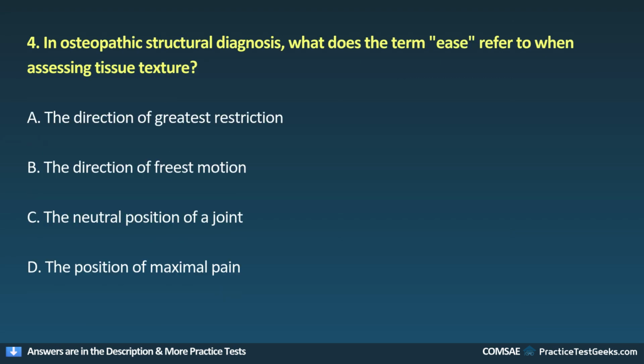4. In osteopathic structural diagnosis, what does the term ease refer to when assessing tissue texture? A. The direction of greatest restriction. B. The direction of freest motion. C. The neutral position of a joint. D. The position of maximal pain.